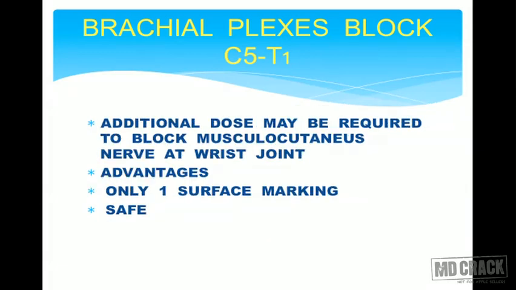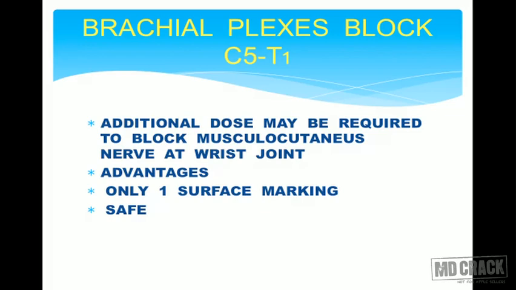What are the drawbacks or disadvantages? An additional block may be required to block the musculocutaneous nerve at the wrist joint, because this nerve is spared by the axillary approach, as the branches of this musculocutaneous nerve are given off above the level of the axilla, above the level at which we block the nerve. Therefore, an additional block may be required. Normally, radial nerve sparing also occurs during brachial plexus block through the axillary approach. Hence, some amount of additional solution to block the radial nerve may be required to be given peripherally.